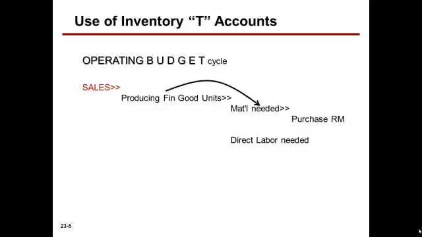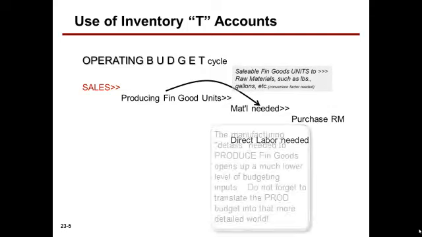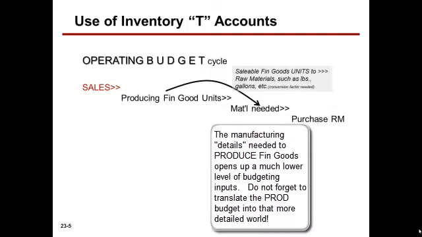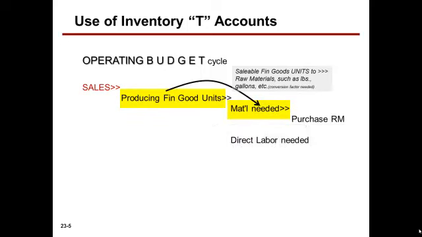The key transition is going from the production budget to materials needed, materials used to produce the finished goods. The saleable finished goods units must be first translated into raw material units such as pounds, gallons, etc. A conversion factor is needed to go from the production budget to the materials needed to support that production budget.